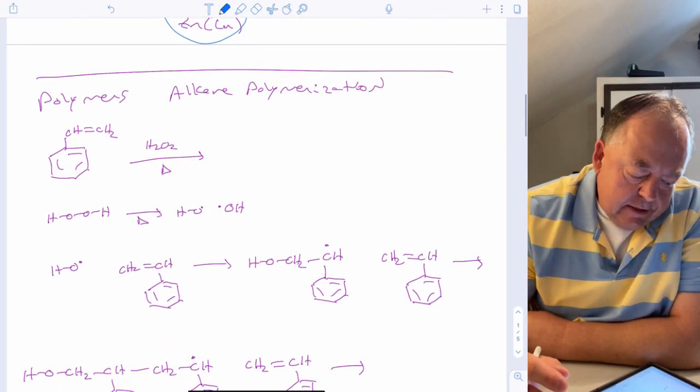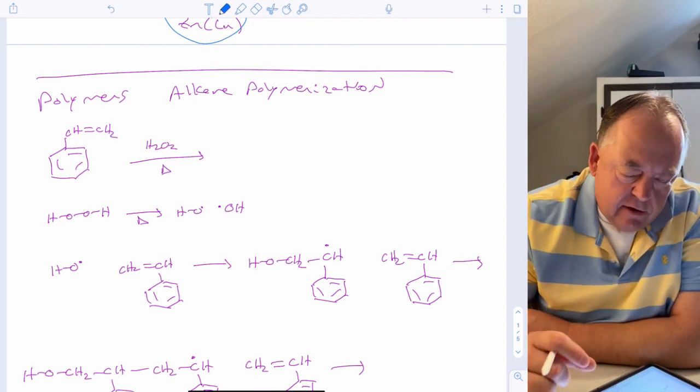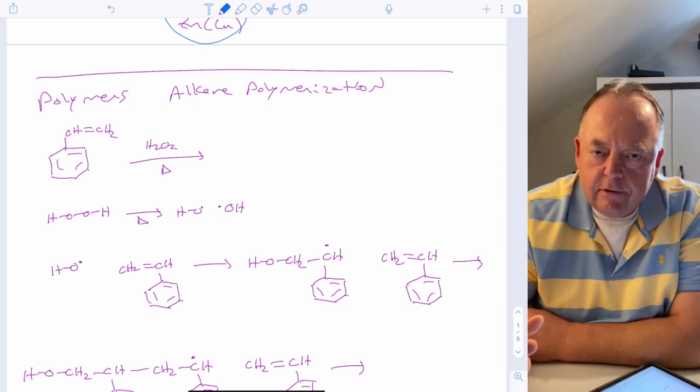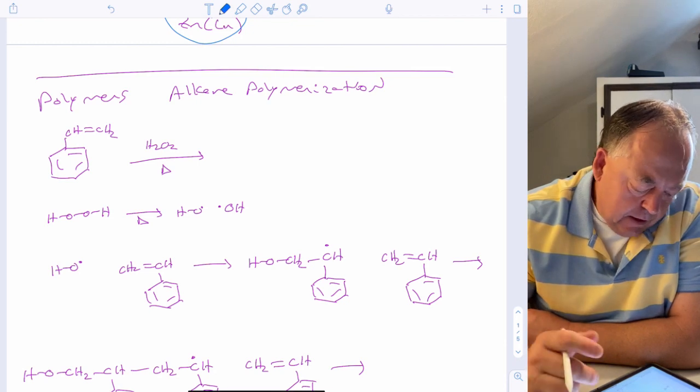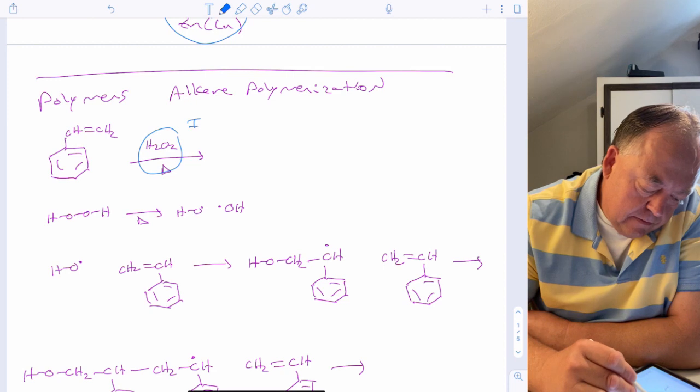Okay, and then lastly, the reactions of alkenes that we're looking at is that alkenes are heavily utilized in industry to make polymers. So this will be one example. So basically you have an initiator.